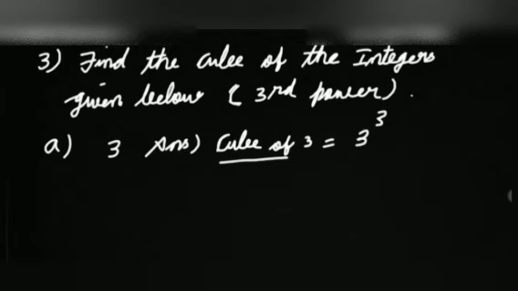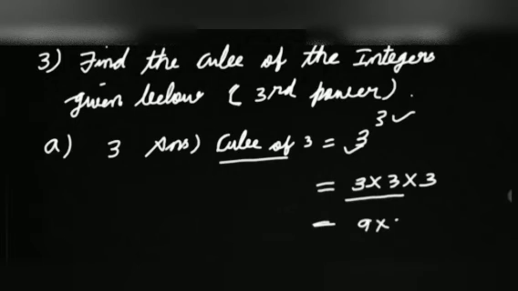So, how can we find out 3 to the power 3? What does it mean? It means 3 has to be multiplied how many times? Yes, 3 times. So, that is 3 into 3 into 3. That's equal to 3 3s are 9, 9 into 3. 9 3s are 27.